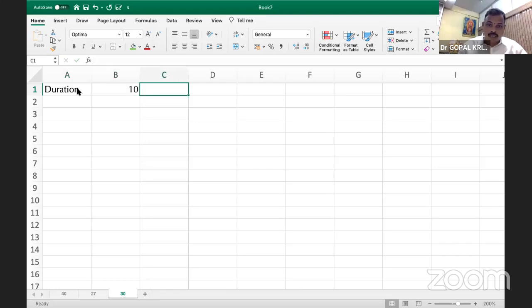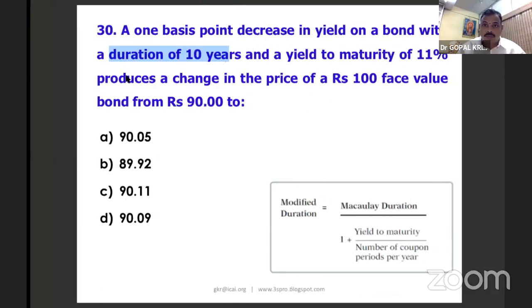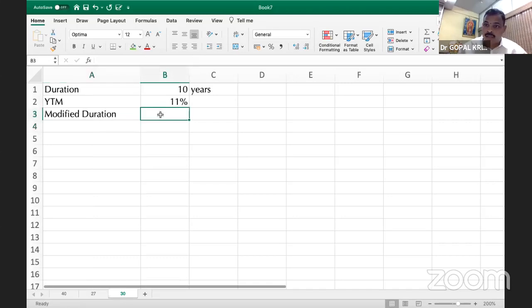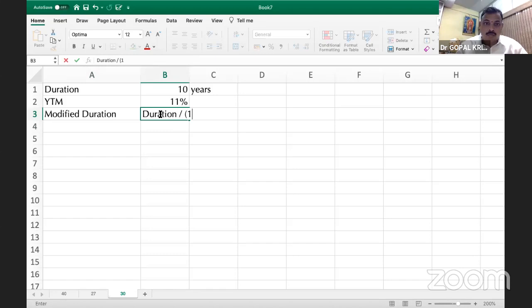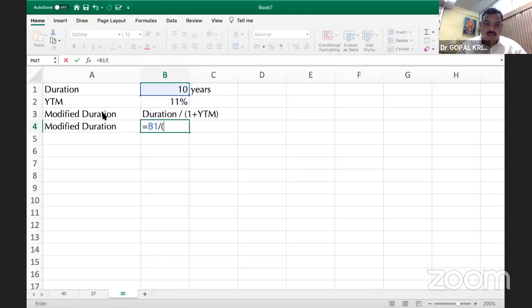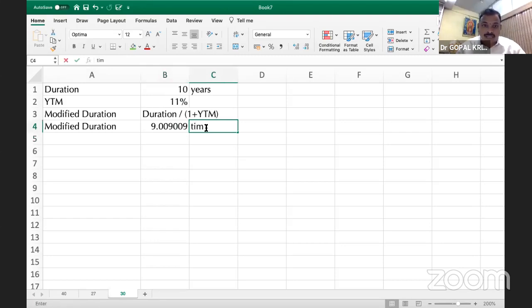So duration is 10 years. And what is your YTM? YTM is 11%. Now what is your modified duration? Your modified duration is equal to duration divided by 1 plus YTM. So therefore, your modified duration is equal to duration divided by 1 plus yield. Yield is 11%. So 9.009 times.